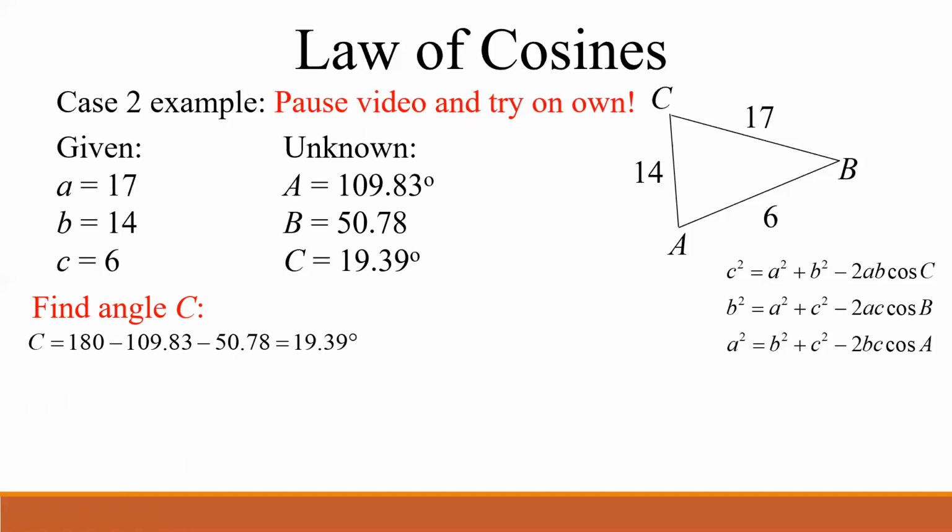So we've got 19.39. The one thing I do want to point out real quick is once you find the angles, notice the biggest angle went with the longest side. And then the medium size angle went with the medium length side, and the smallest angle with the shortest side. That's always going to happen. So it's kind of a good little cheap way to check your work, because the longest side and the biggest angle will always be paired up together.